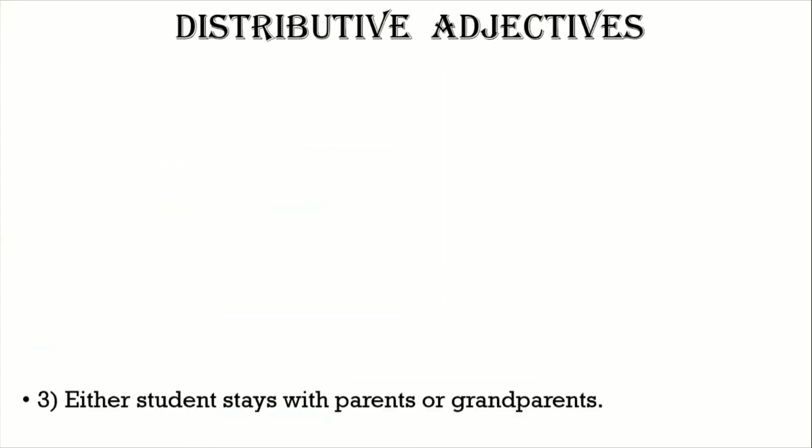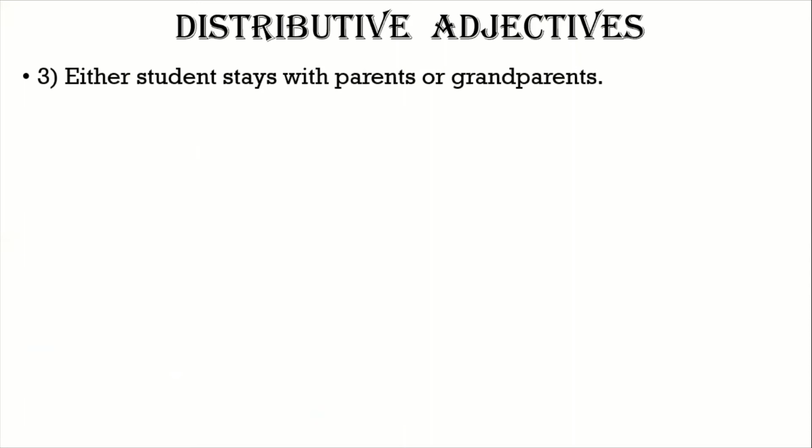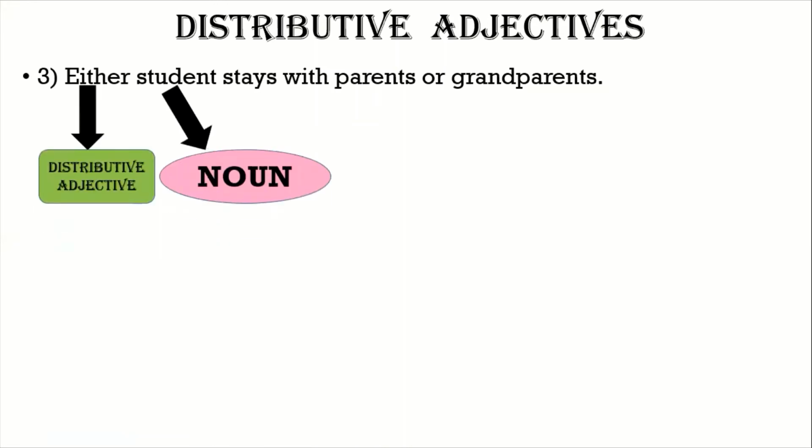This is the seventh type. One more example: either student stays with parents or children. Whenever you use either, or will be there. What is the meaning? Either student stays with parents or children means some students stay with parents and some students stay with grandparents. Either means both, it's divided. Again, distributing and saying a few students stay with parents and a few stay with grandparents. So in this, student is a noun, and either comes next to the noun. Either is also a distributive adjective.